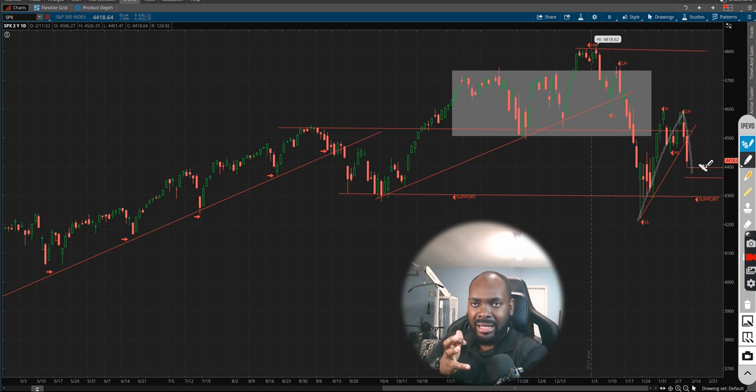This level that I identify right here, 4400, that's the 50% retracement based on this entire move right here. And we see the market came right to that level, kissed it, and a little bit of buying, nothing too interesting. That's showing me that this is not going to be a turnaround here as yet.